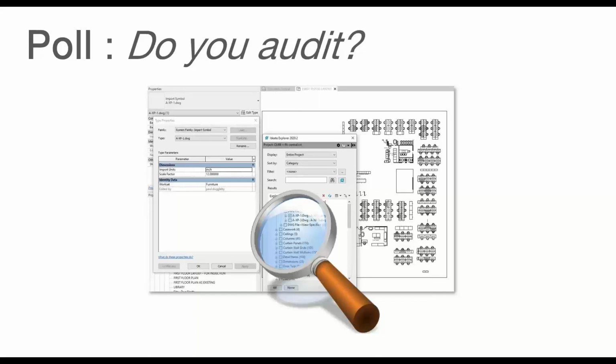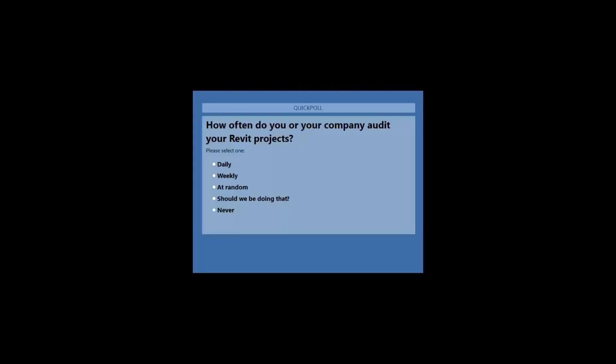But I would like to know, how often do you or your company audit your Revit projects? So let's go ahead and launch. And by the way, this doesn't have to be related to Ideate Software. If you're using other software or doing things manually, I would really like to know, how often are you actually looking for warnings? How often are you looking for groups, in-place families, these kinds of things?